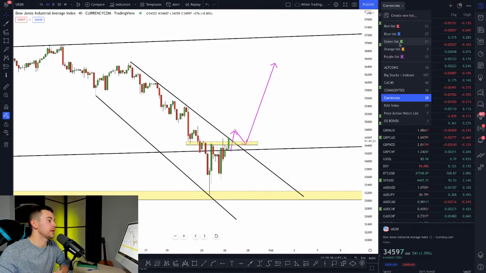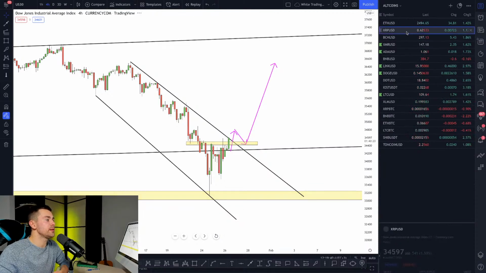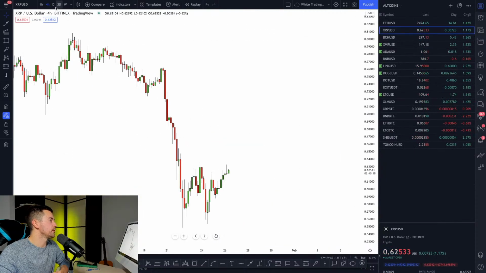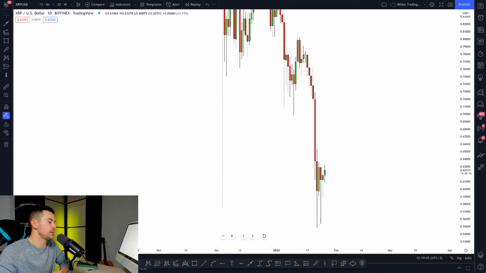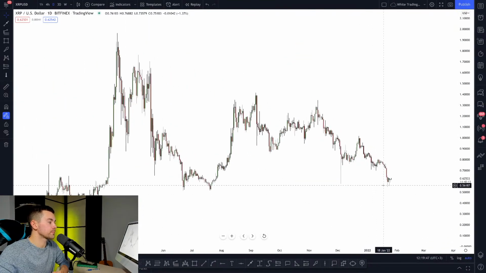Someone says XRP. Yes, let's take a look at XRP. With XRP, it is not clear at the moment. Let's open a daily time frame. Let's see what is happening here on XRP.